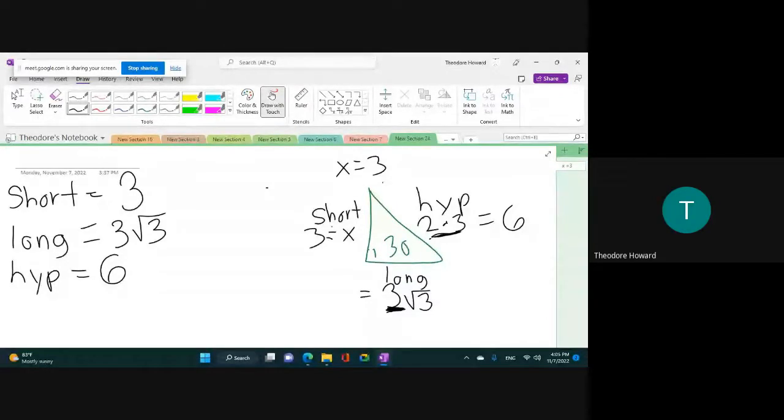And on that worksheet that I gave you guys, A was short, B was long, and C was your hypotenuse. Now, if you want to take another picture of that, you could do that right now. We're down to our last 10 minutes.